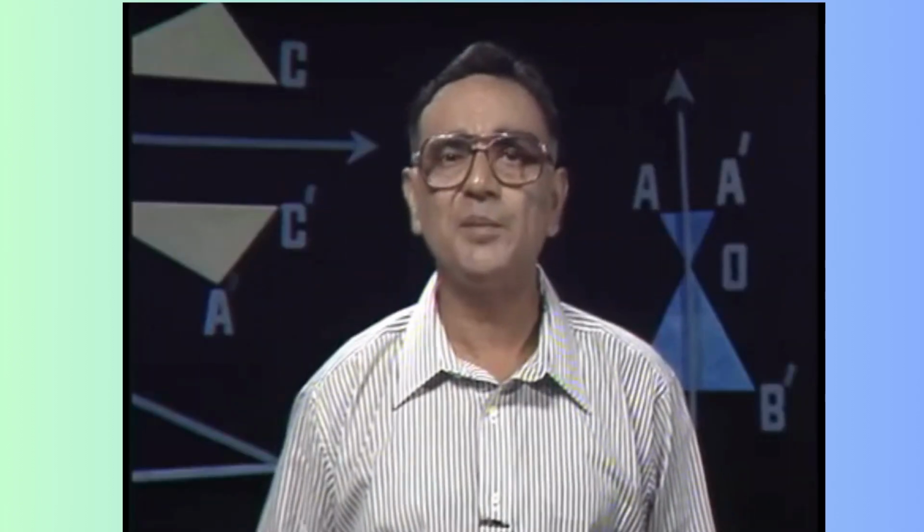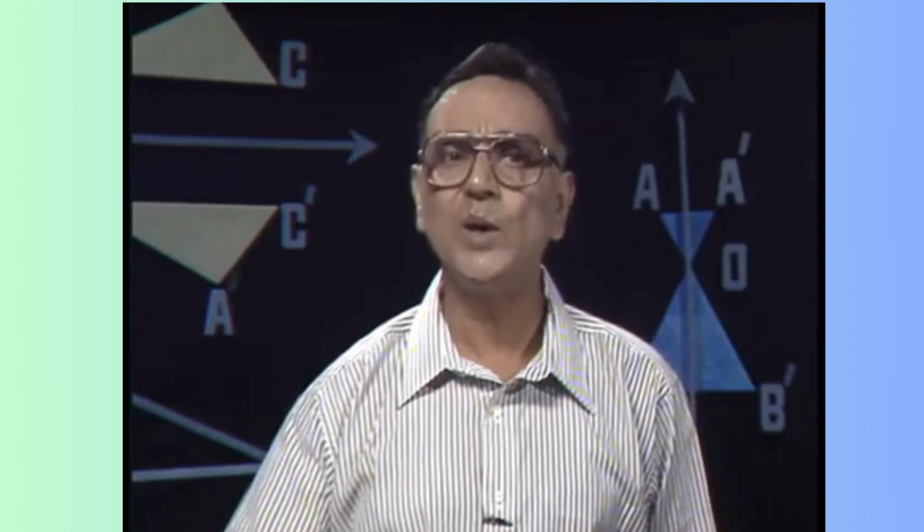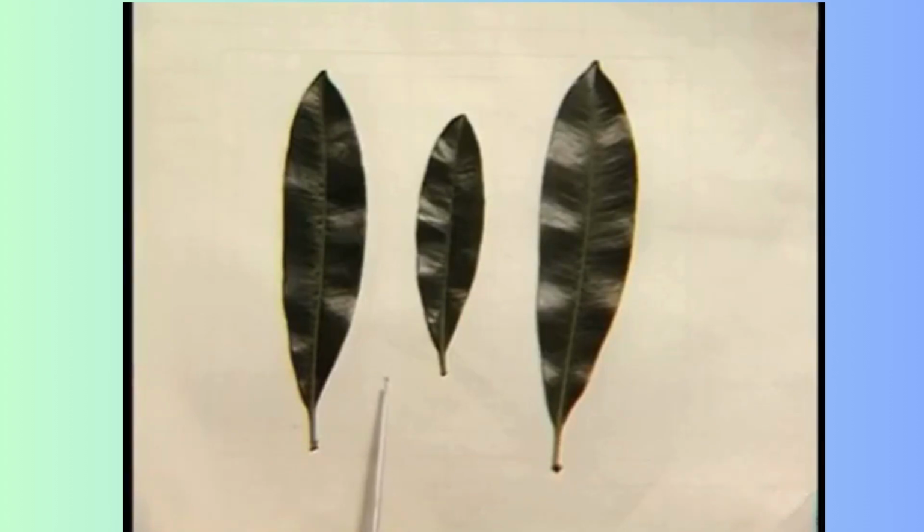But if the leaves have been picked from the same plant, then how do they look like? So these are the leaves which have been picked from the same plant. What do you observe here? We find that these leaves have almost identical shape, but their sizes are different.